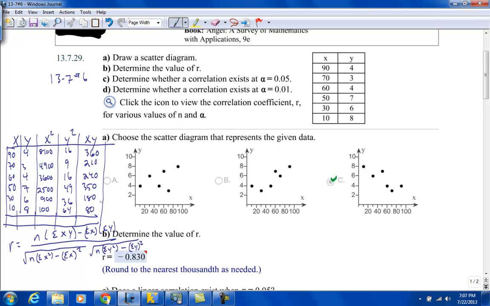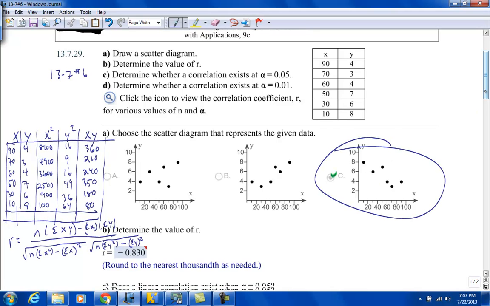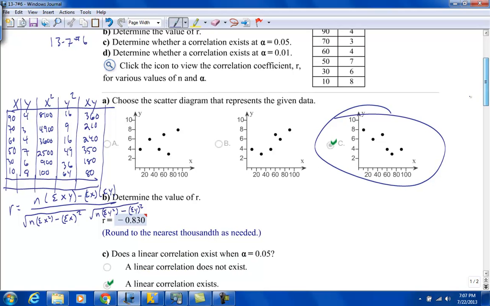I forgot the scatter diagram part. So when x is 90, y is 4. So here's 90. That's not it. Here's 90. That's not it. And here's 90. Oh, that's at 4, and it's the last one left, so that must be it. Moving on, though, back to doing the correlation coefficient.